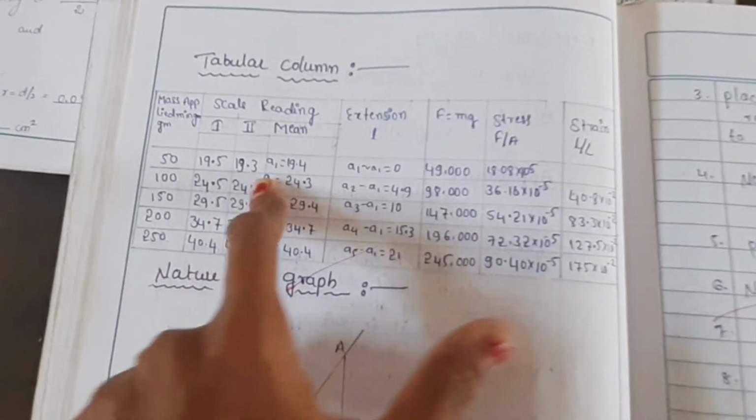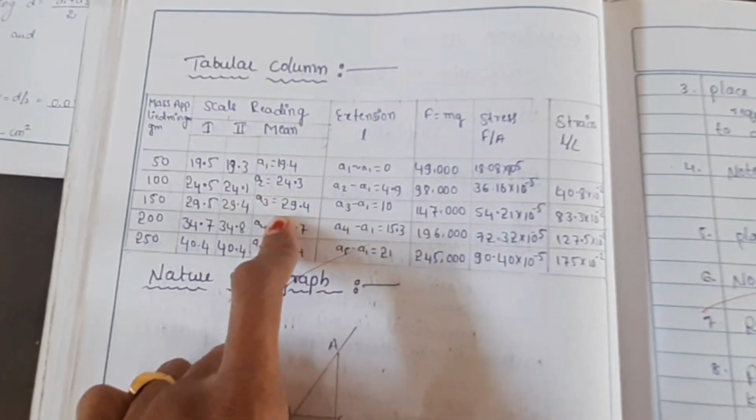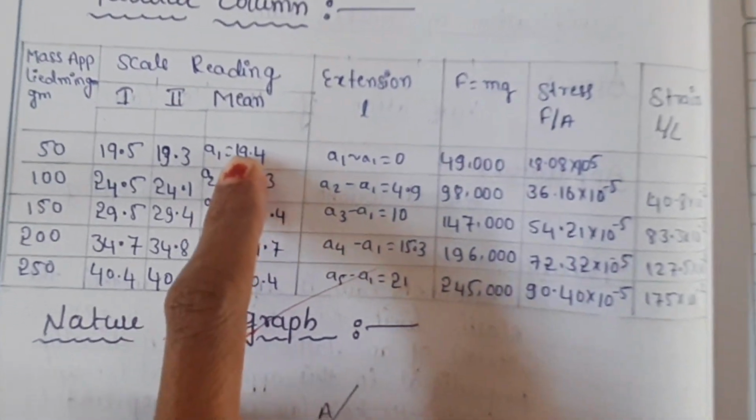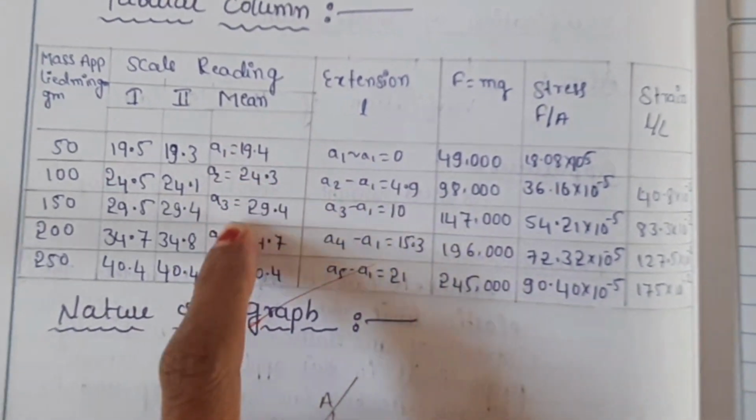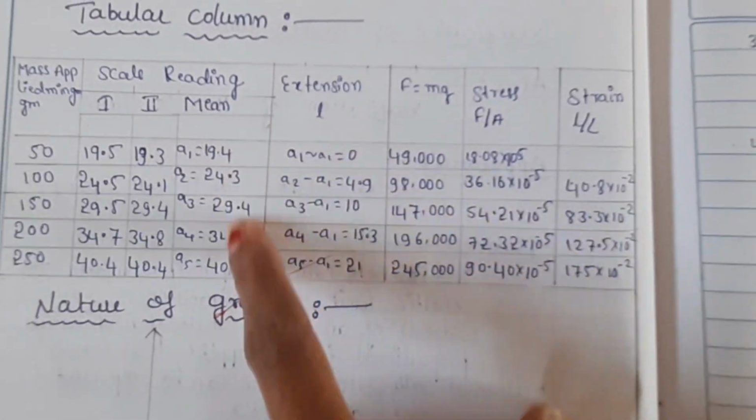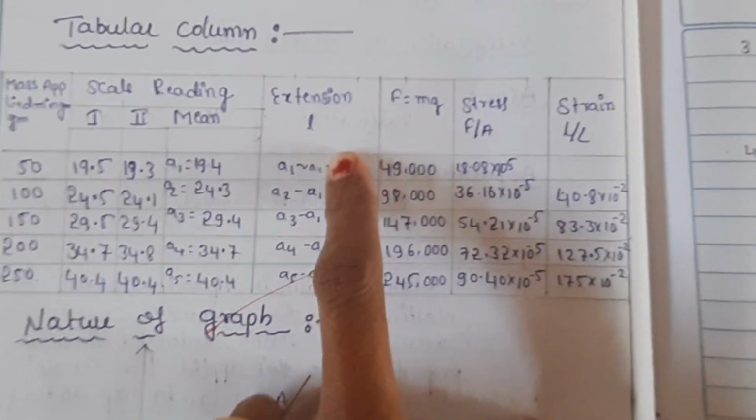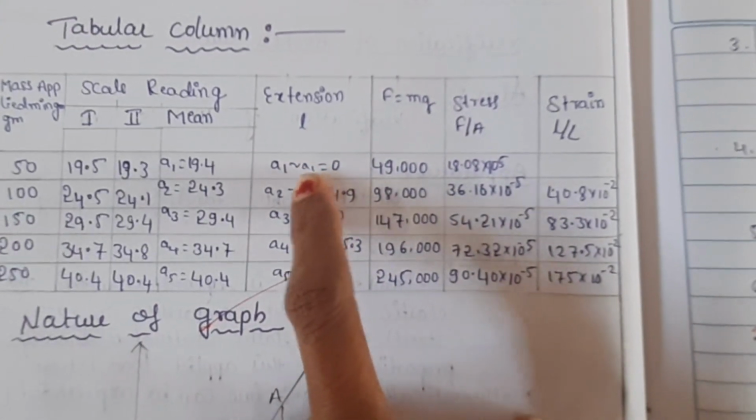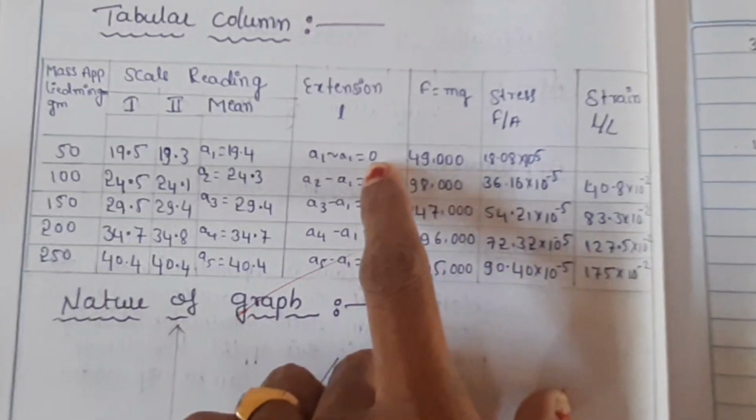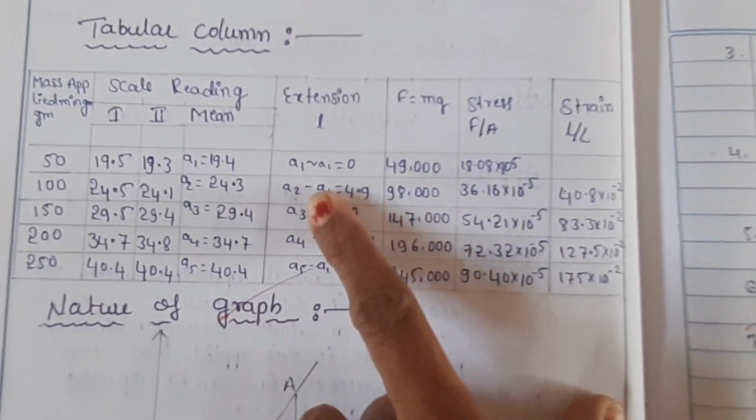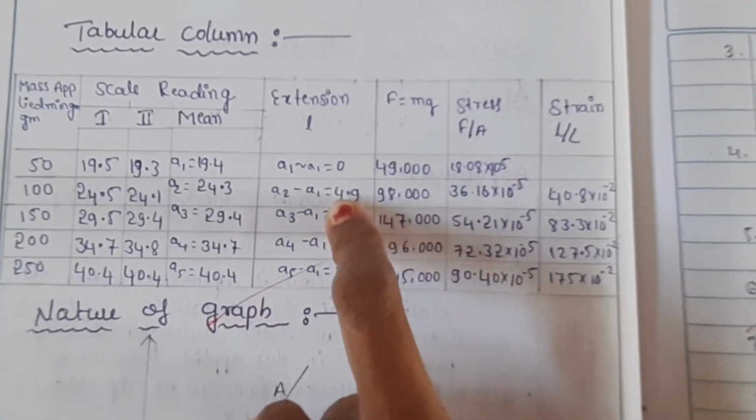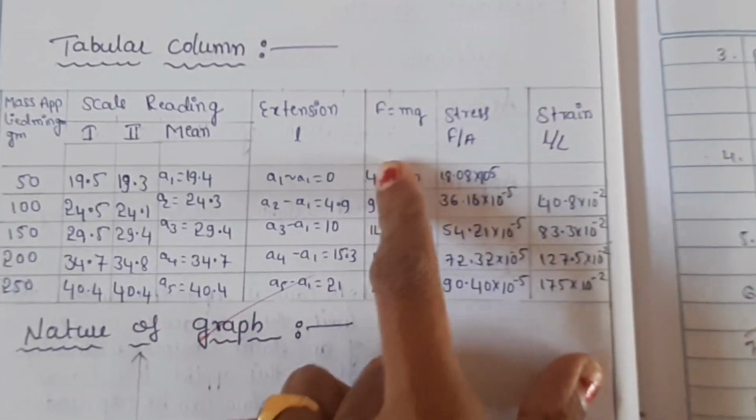There is a small variation, so just take the average of the readings, and you will have the mean a1, a2, a3, a4, a5. After measuring this mean, you can calculate the extension, that is, you have to subtract a1 from itself, then you will have the first reading 0, then next a2 minus a1, and like that you repeat, so that you will get the extension, how much the spring has extended.